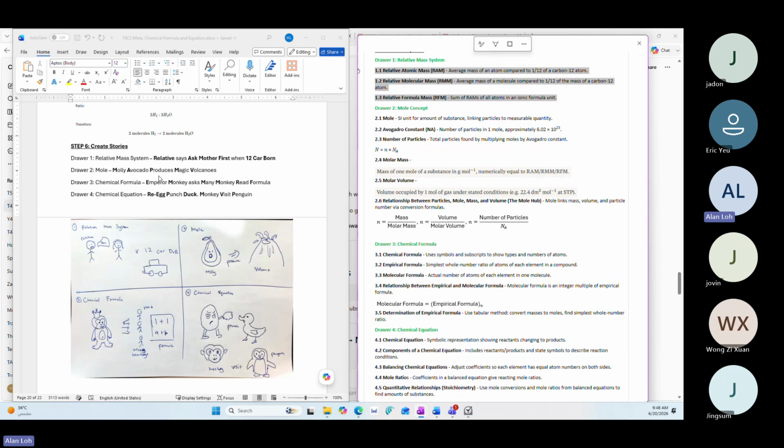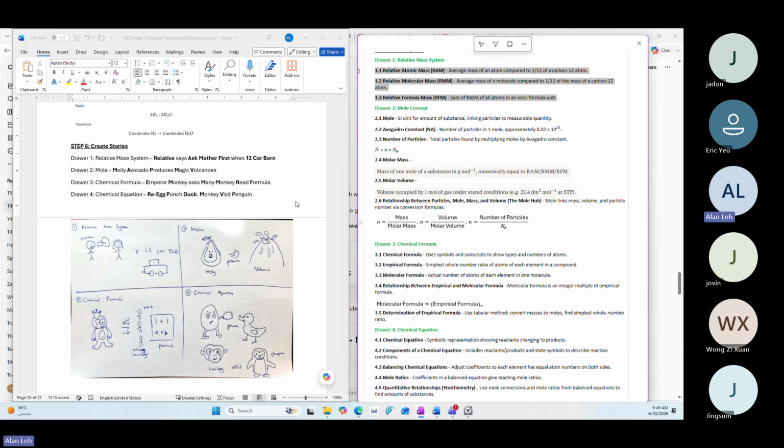So you'll be able to calculate the number of particles by multiplying mole by Avogadro constant, because 1 mole has approximately 6.02 to the power of 23 particles, number of particles, right? So that is Avogadro constant. Then magic is molar mass. Molar mass, this is the formula. Then the volcano is volume. This is also the formula, right?